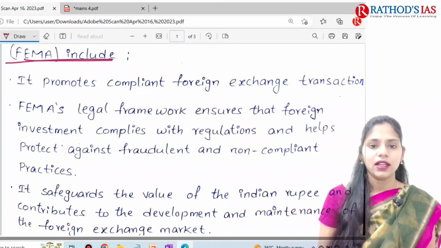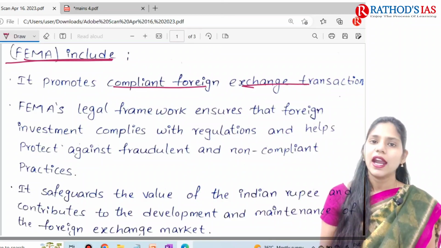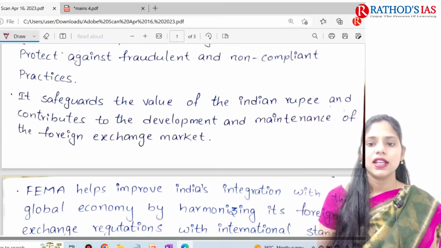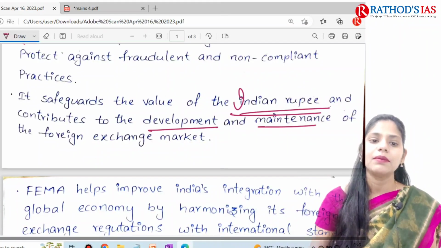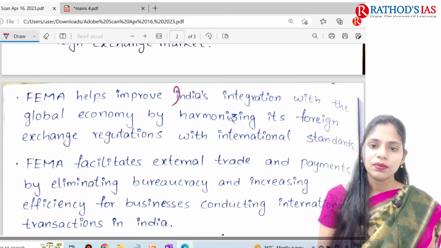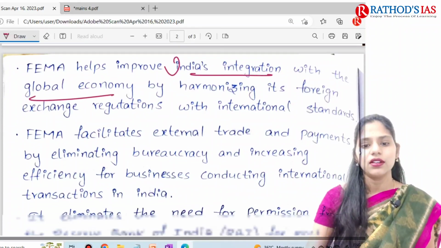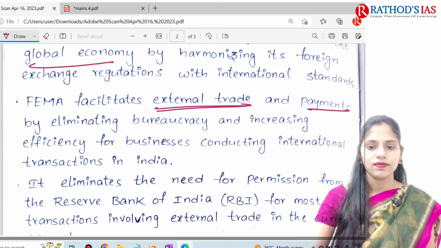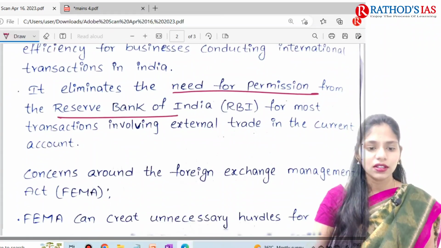And he wrote that it promotes compliant foreign exchange transactions, and even it ensures foreign investments and safeguards the Indian rupee and contributes to the development and maintenance of the foreign exchange market. Very good. And it also improves India's integration with the global economy. Very good. And it also facilitates the external trade and payment system. It eliminates the need for permission from RBI. Very good point.